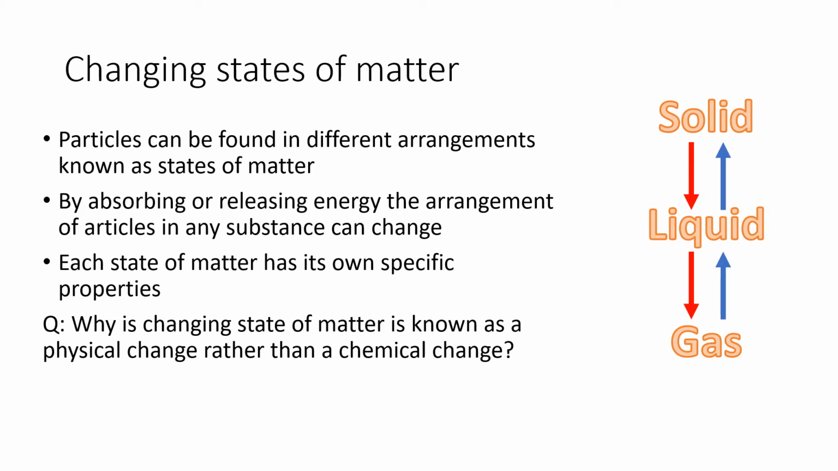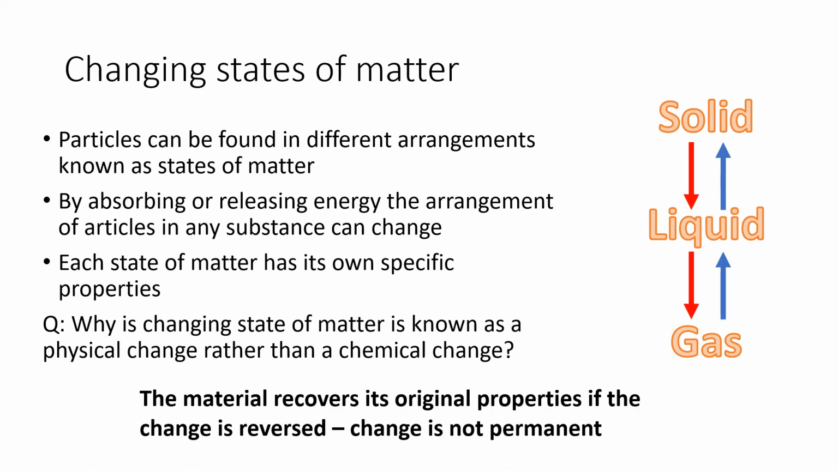Why is it known as a physical change when we change from one state of matter rather than a chemical change? Well, the simple reason is that the material recovers, it's completely reversible. The change is not permanent. Chemical reactions are permanent changes. You can reverse a reaction, but you have to do another chemical reaction to reverse it.